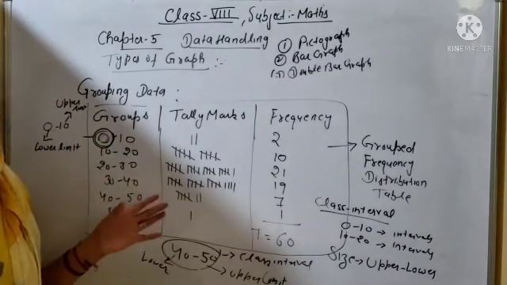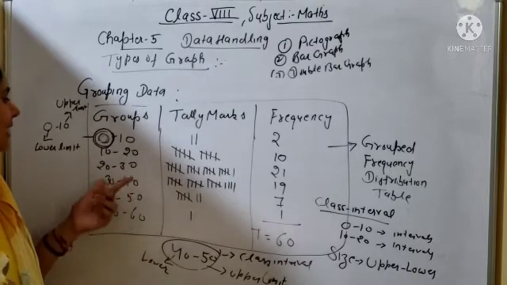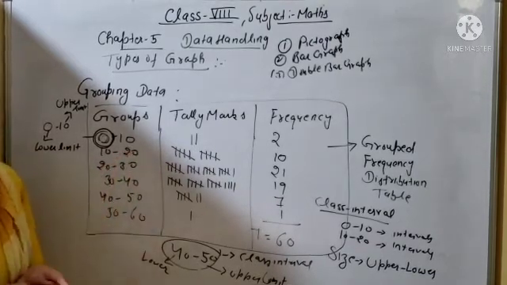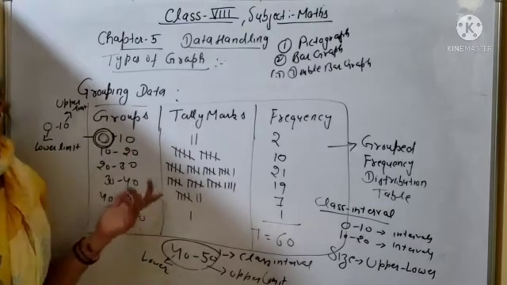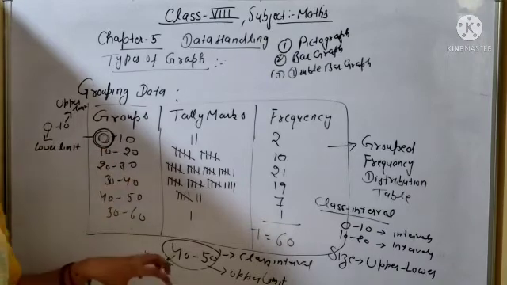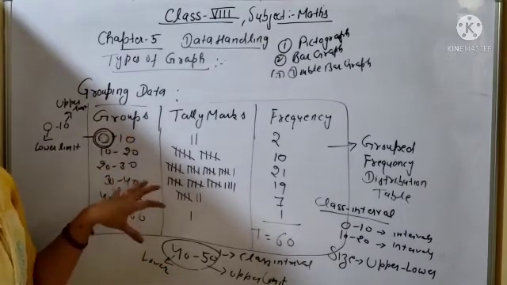When you are taking the number of students in groups, for example, between 20 and 30, how many students are there? Or between 30 and 40, how many marks are there? So when you are taking the numbers in grouping, these groupings are called the class interval.